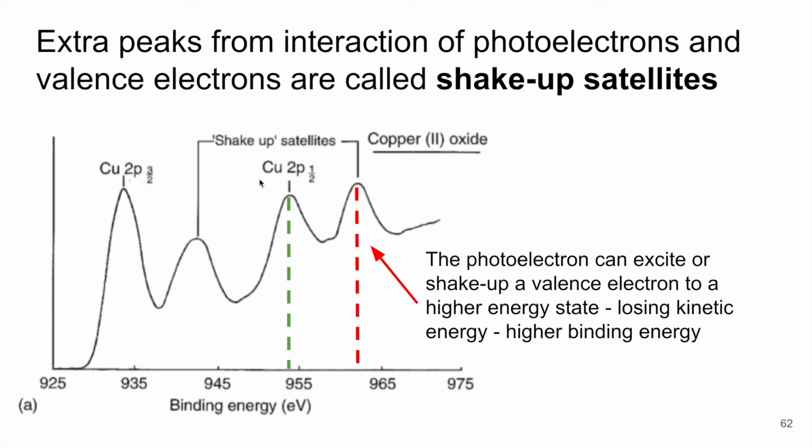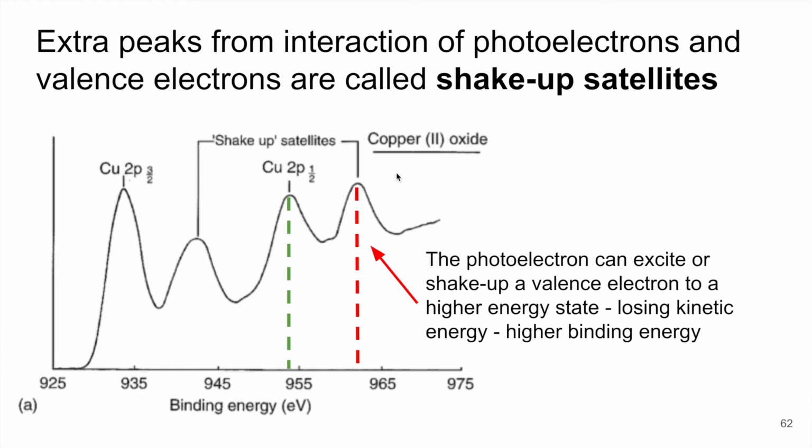So in this case, we're looking at copper, and we have the copper 2p 3/2 and the 1/2. But we also see these extra peaks. We really only expect to see 2 peaks, but in this copper oxide, we actually see these shake-up satellite peaks. And again, that's when these photoelectrons that we've produced excite or shake up a valence electron to a higher energy state. And so that's something we can often see, and copper is very common.